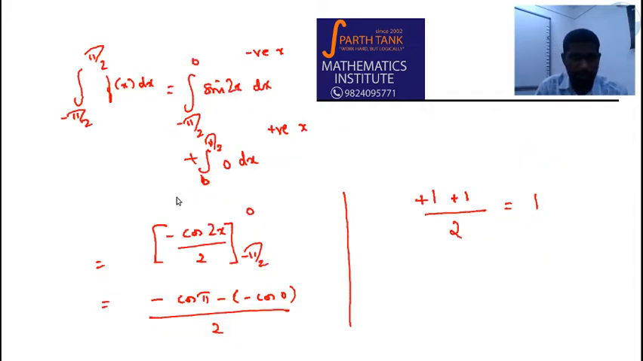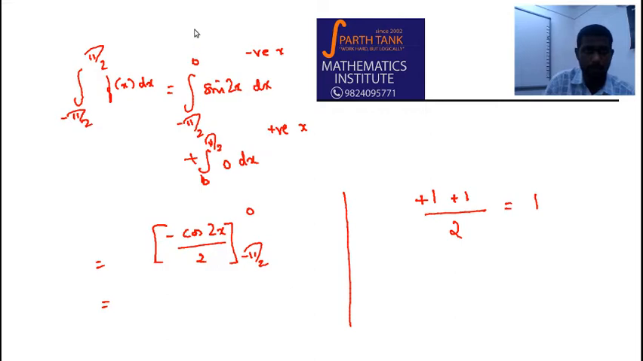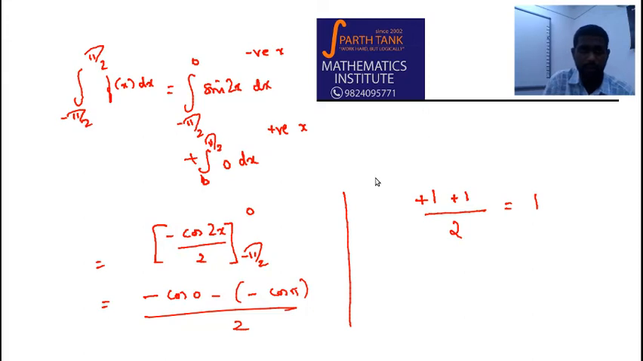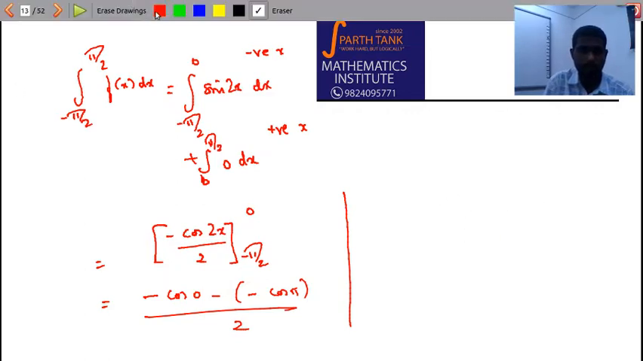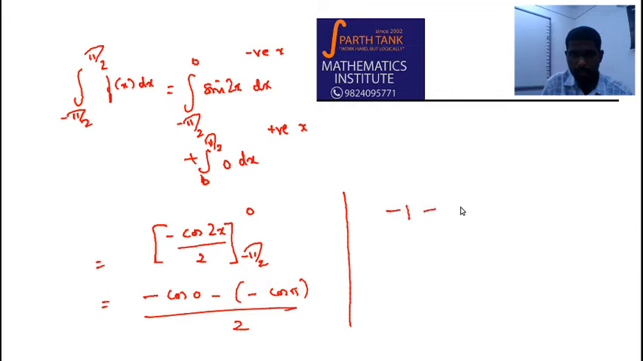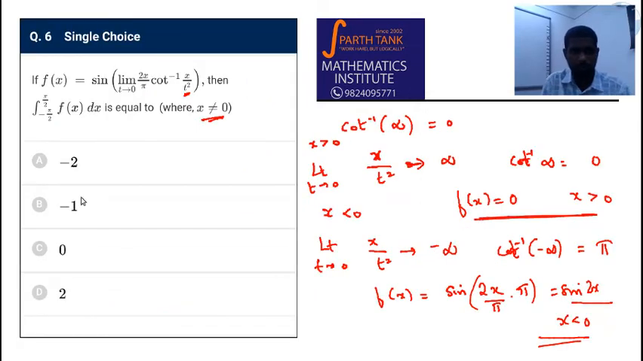Excuse me, I think I made a mistake in the sign. Major mistake. Here the upper limit minus lower limit, I have inverted the order. One quick correction, excuse me. So when I put 0 first, it is minus cos 0 minus of minus cos pi by 2. So this will be actually minus 1 minus 1. Minus 1 minus of 1. This is going to be plus 1. So the answer is minus 1, option B.